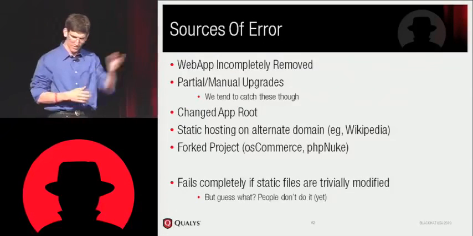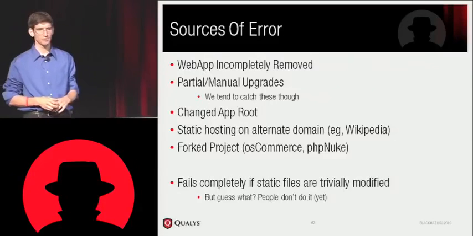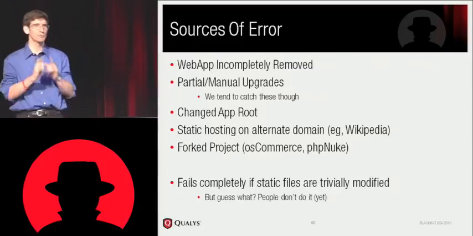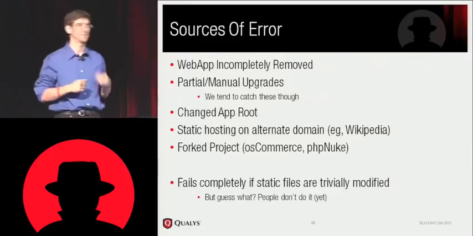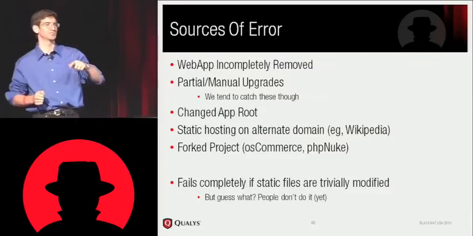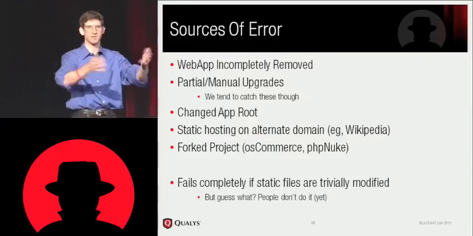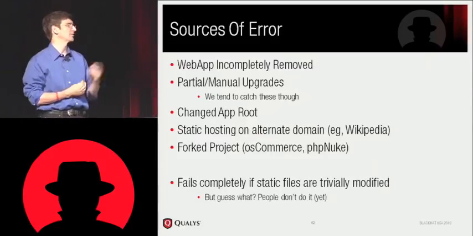Some sources of error. Let's talk about web app incompletely removed. Sometimes that can be a false positive. Partial or manual upgrades, we do okay on catching these. Changed app root, maybe what was going on with that other one. Static hosting, same thing. You can't run this tool directly against Wikipedia because they have everything hosted on static.wikipedia, instead of en.wikipedia where we look for it, and we can perhaps put in some logic to figure that out. Forked projects.